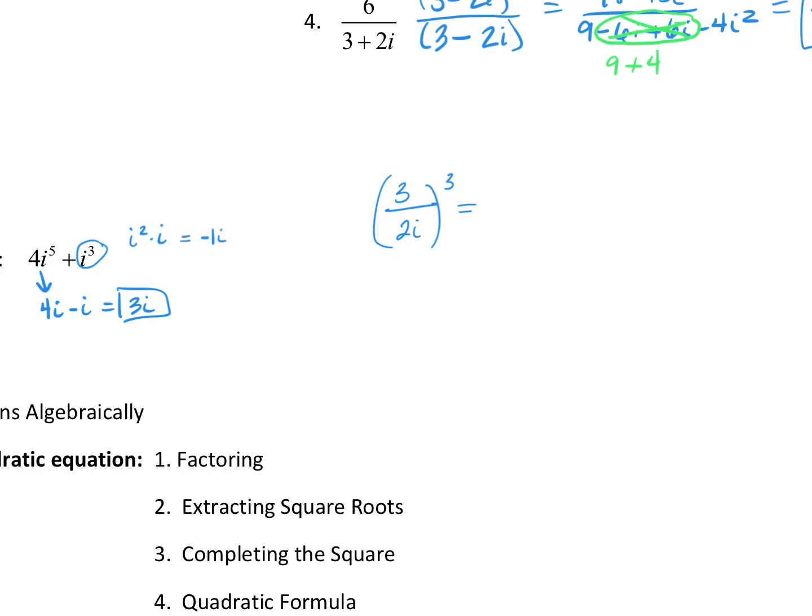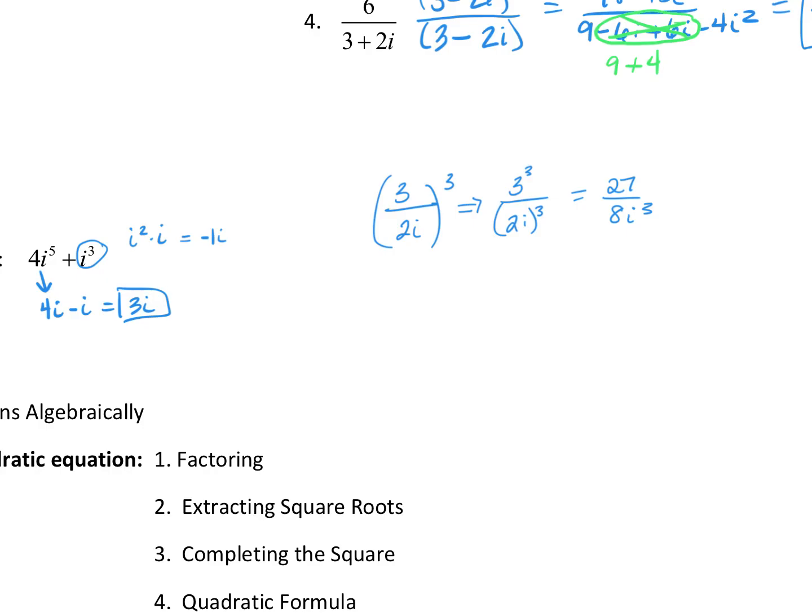So the first thing I would do is realize this cubing thing is going to happen to both parts, the top and the bottom. So let's stop and think. What is 3 times 3 times 3? 27. So it's 27 on the top. What's 2 times 2 times 2? 8. Good. 8, and then it'll be i to the 3rd.